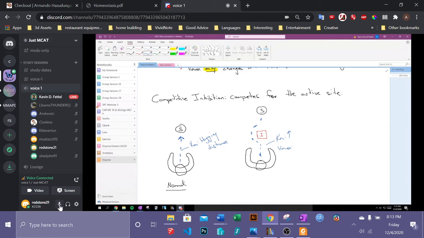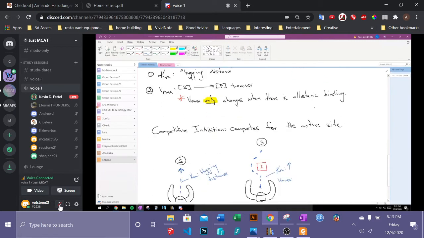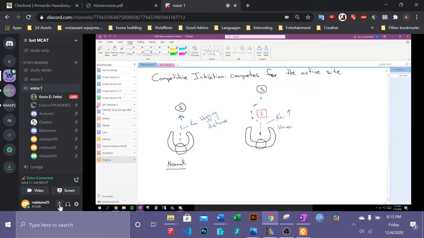Good, excellent. Yep, that's that cardinal rule I was talking about. So is there an allosteric site here? No, there's no allosteric binding. So if there's no allosteric site or binding, guess what? Vmax does not change. It's as simple as that, you guys. That's that cardinal rule. Vmax only changes when there's allosteric binding, period. Vmax only changes when there's allosteric binding. Simple as that. So Vmax, there's no change.